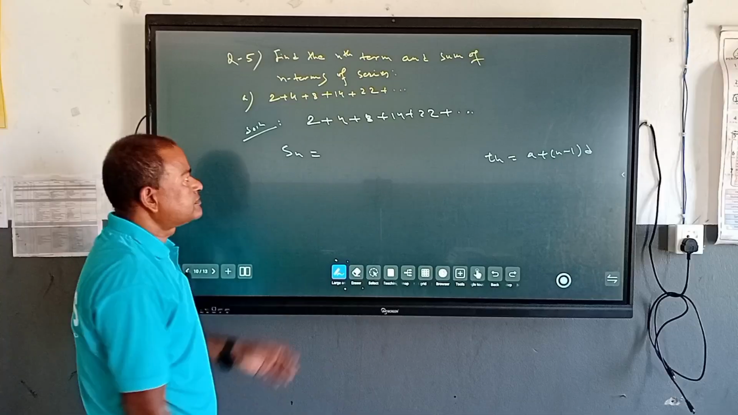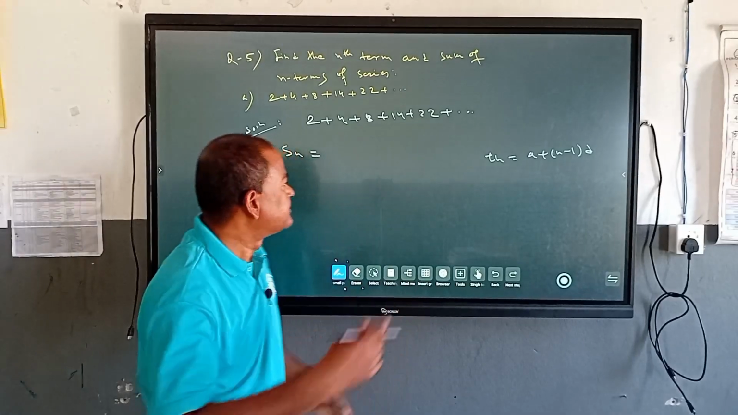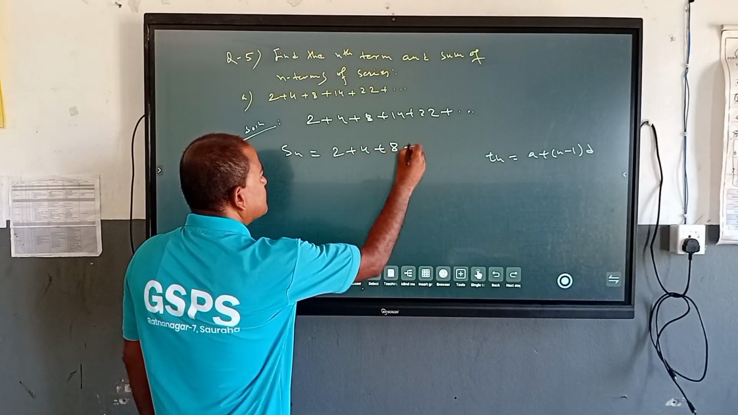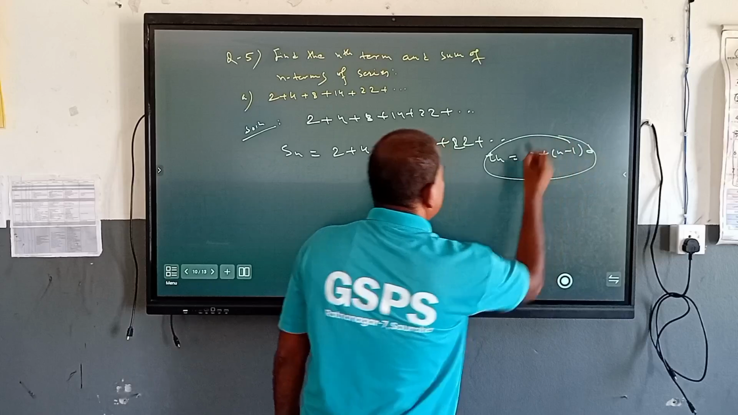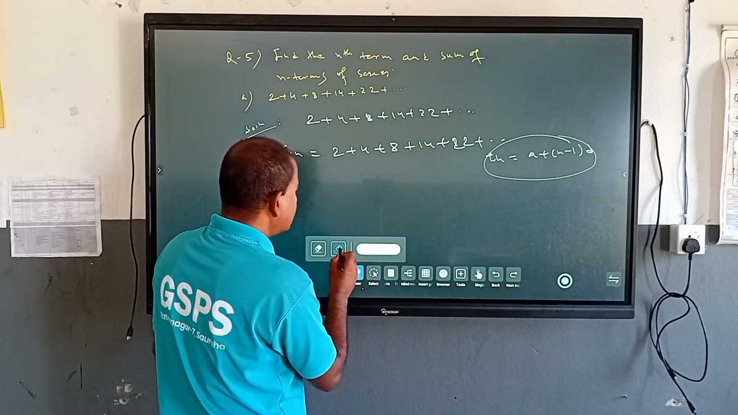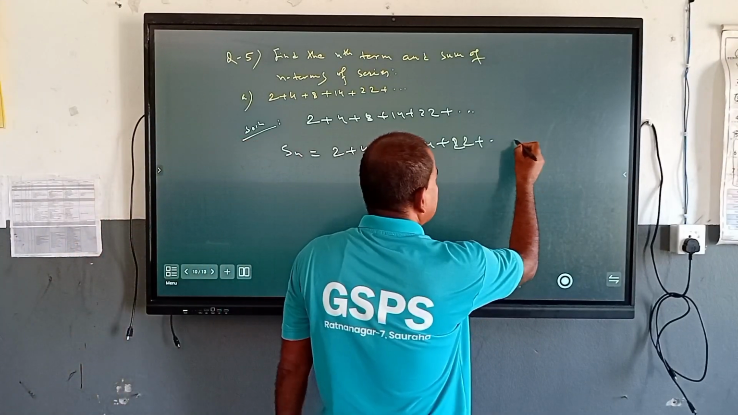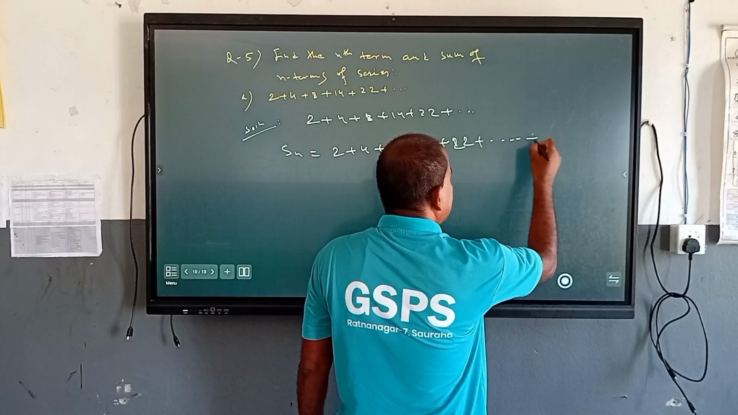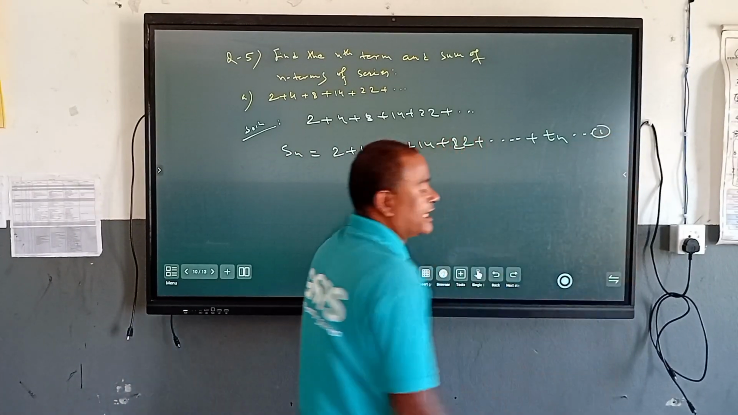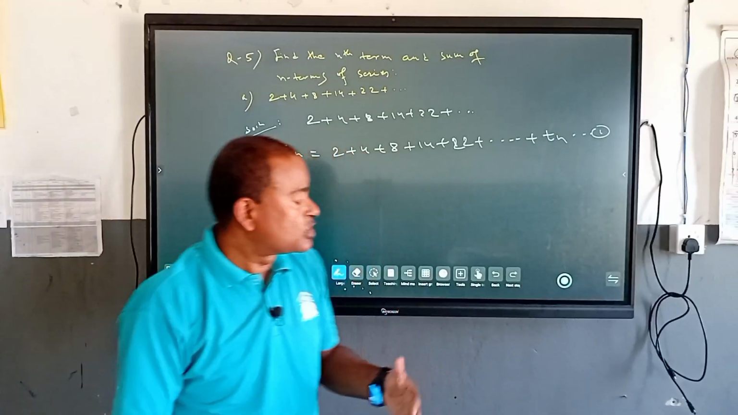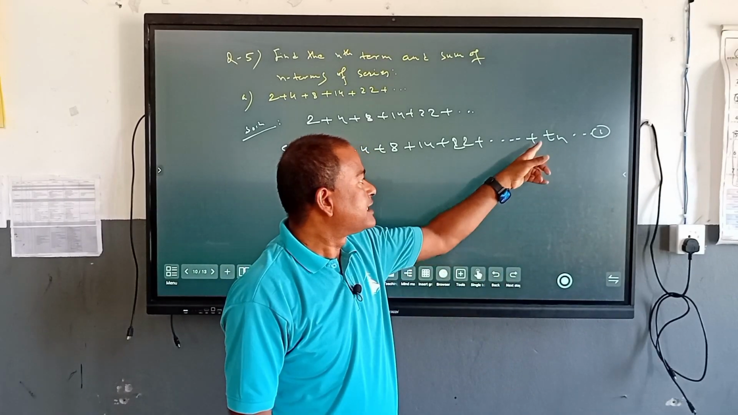So dear students, let's suppose the sum of the first n terms of the given series is Sn, and let's suppose the last term, or we can say the nth term of the given series, is Tn. Let's call this equation I. In the successive difference method, at first we suppose the sum of the given series as Sn, and the general term, or nth term, we write as Tn.